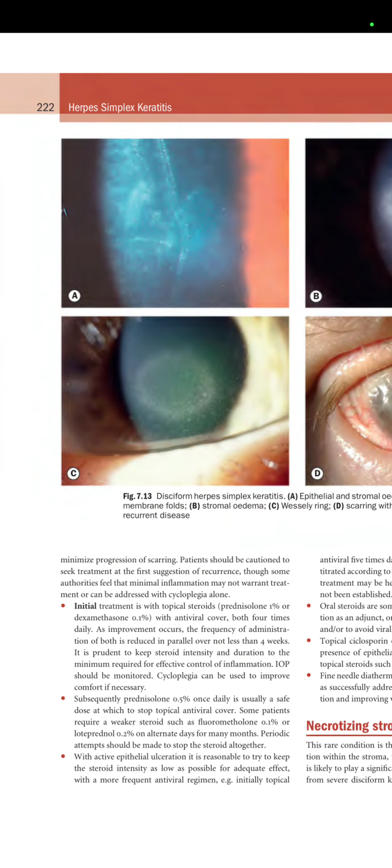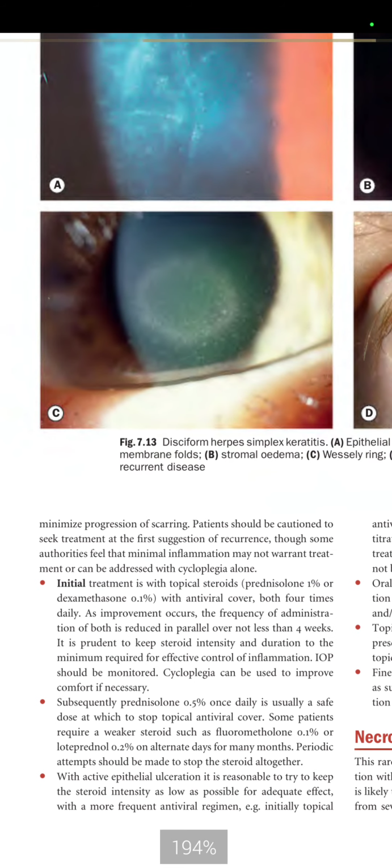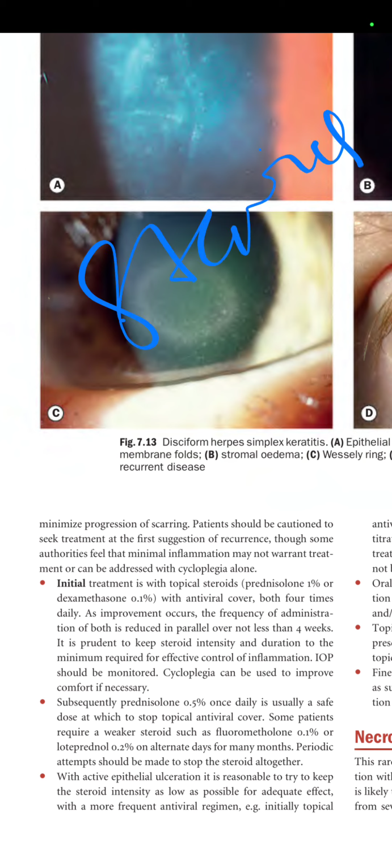disciform keratitis. Initial treatment is with a topical steroid, prednisolone 1% or dexamethasone 1%, with antiviral cover, both 4 times daily. As improvement occurs, the frequency of administration of both is reduced in parallel over not less than 4 weeks. So the steroids are very important, but we have to give them for a longer period of time because it will recur.